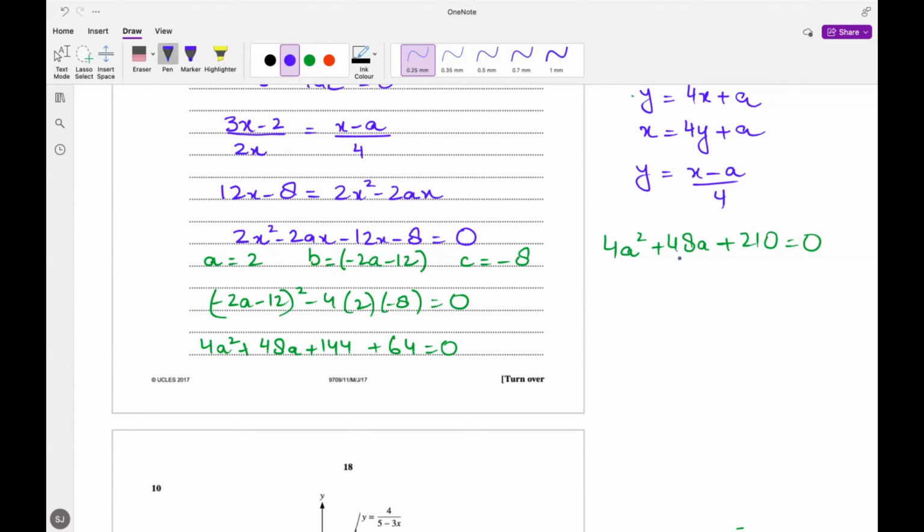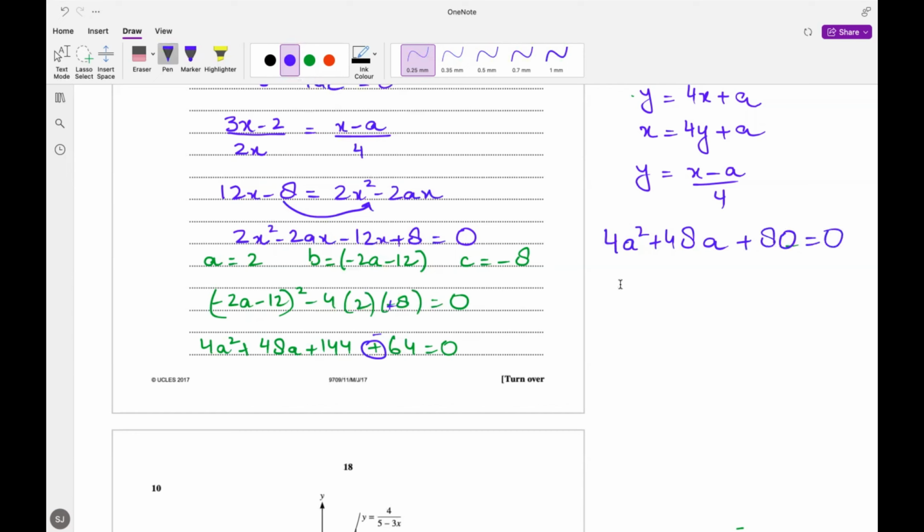Okay, so there's a small mistake over here. This minus 8 would have been a plus 8, as when we move this to this side, it would have become a plus 8. So the final equation would have been 4a squared plus 48a plus 144 minus 64, which is plus 80, is equal to 0.